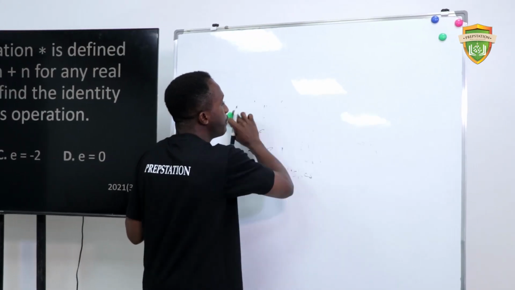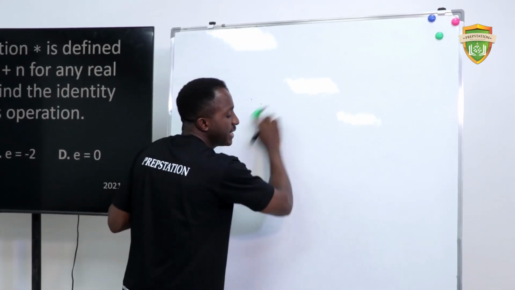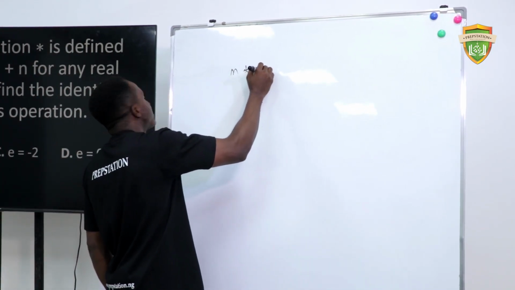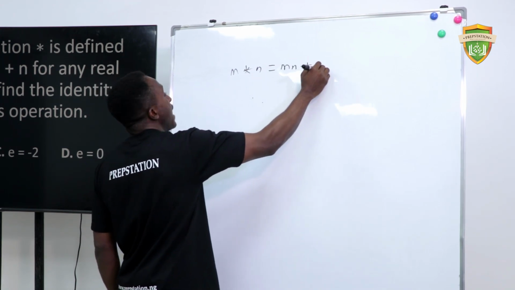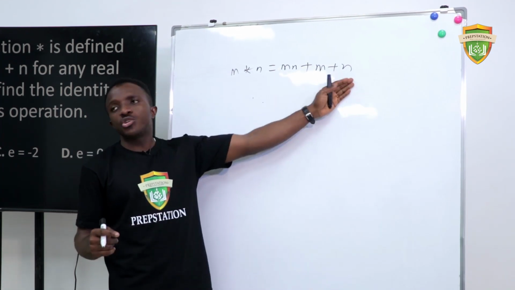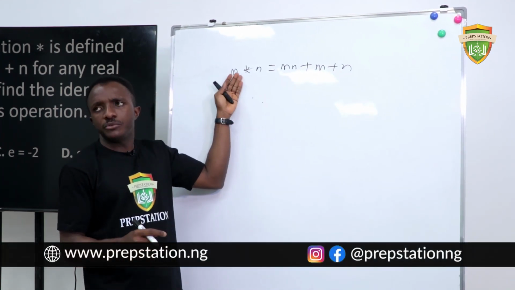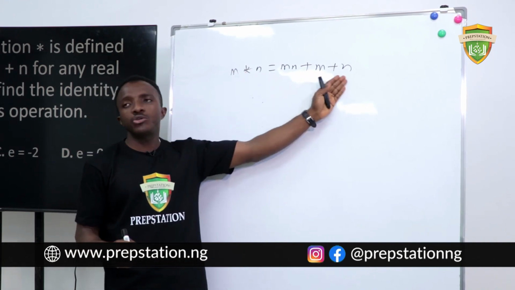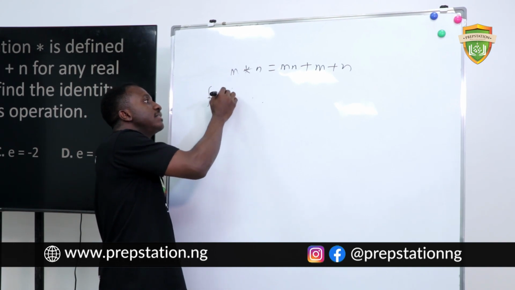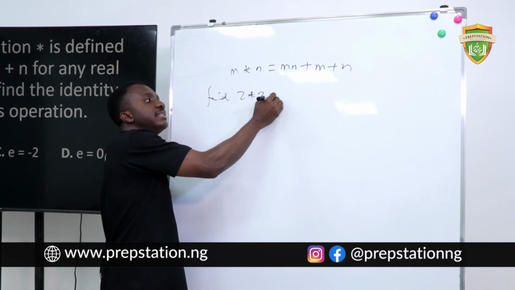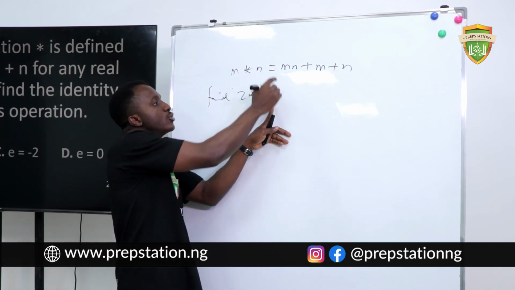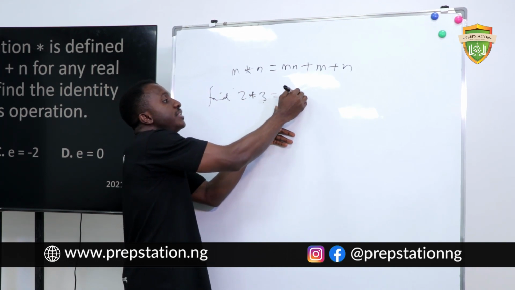We have the binary operation. I solved a question earlier on binary operation. If you remember, the question says m star n equals mn plus m plus n. When I solved the last question, I told you that this is the rule. When you see any arrangement of numbers or letters like this, this is how you should treat them. By way of example, if you are told to find 2 star 3, my 2 is m, my 3 is n, so this would be 2 times 3.